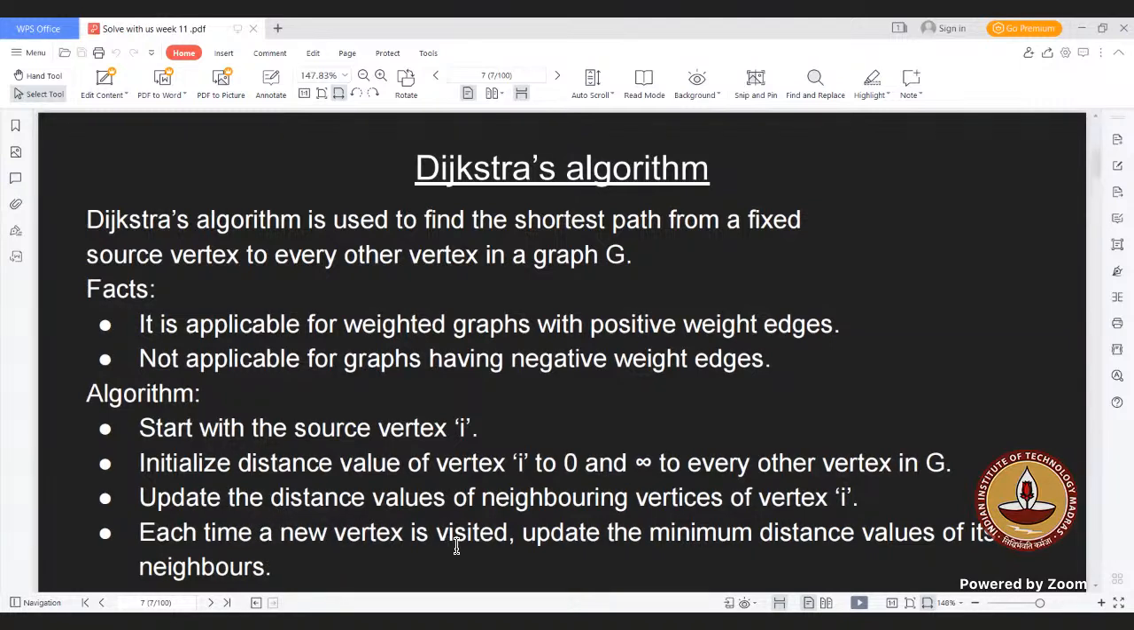Every time a new vertex is visited, we'll update the minimum distance values of its neighbors. There will be two values; already there will be one value. Let's say, just a minute.